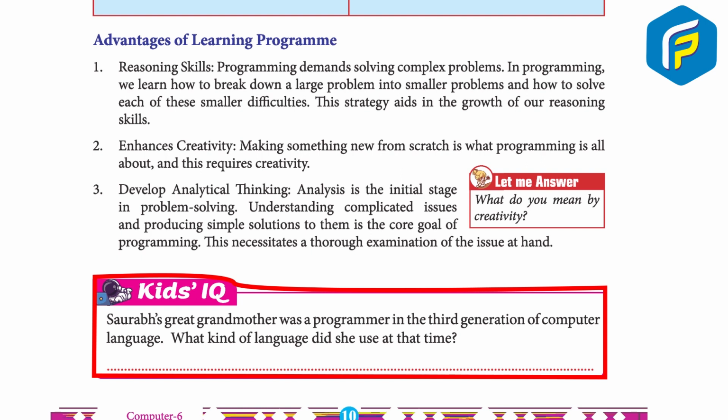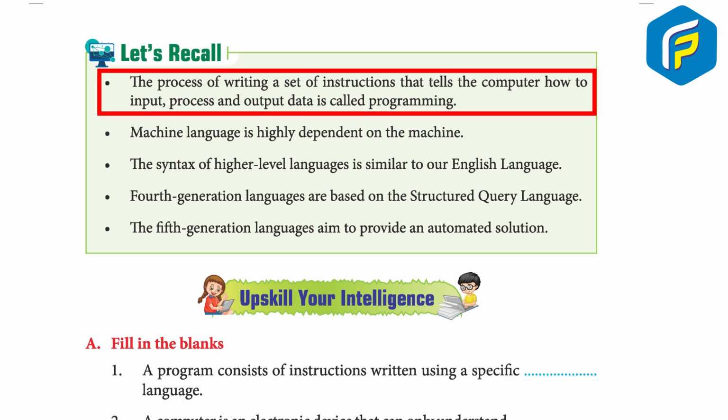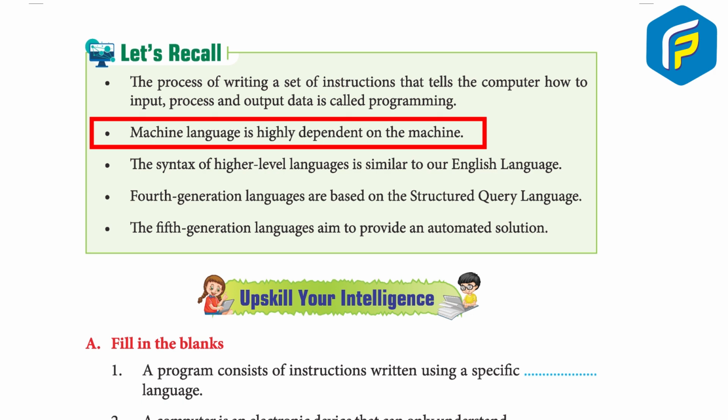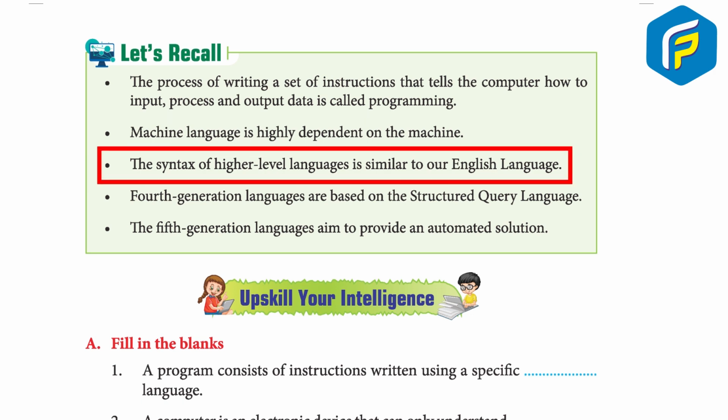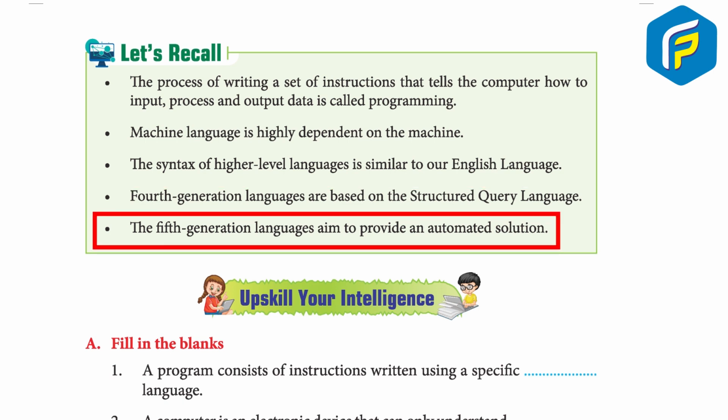Kids IQ. Saurabh's great-grandmother was a programmer in the 3rd generation of computer language. What kind of language did she use at that time? Let's recall. The process of writing a set of instructions that tells the computer how to input, process, and output data is called programming. Machine language is highly dependent on the machine. The syntax of high-level languages is similar to our English language. 4th generation languages are based on the structured query language. The 5th generation languages aim to provide an automated solution.